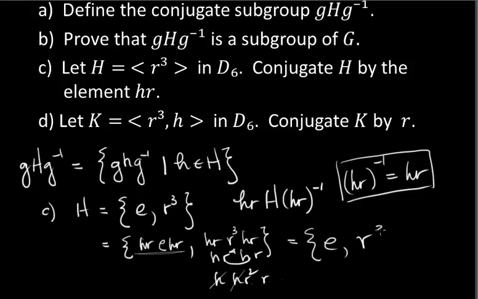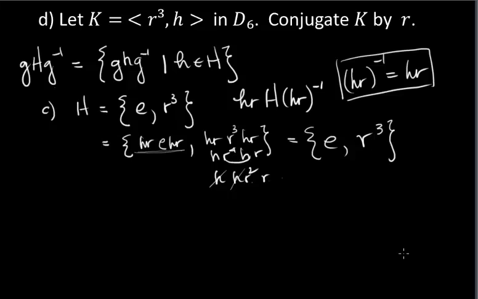So in this particular subgroup, we conjugated by an element outside of H, and yet we just got the subgroup back. It conjugated H to itself. And now we'll look at an example where that is not the case in the next example. So in the next one, K is the subgroup generated by R cubed and H. So here's K. I'll switch colors for this one.